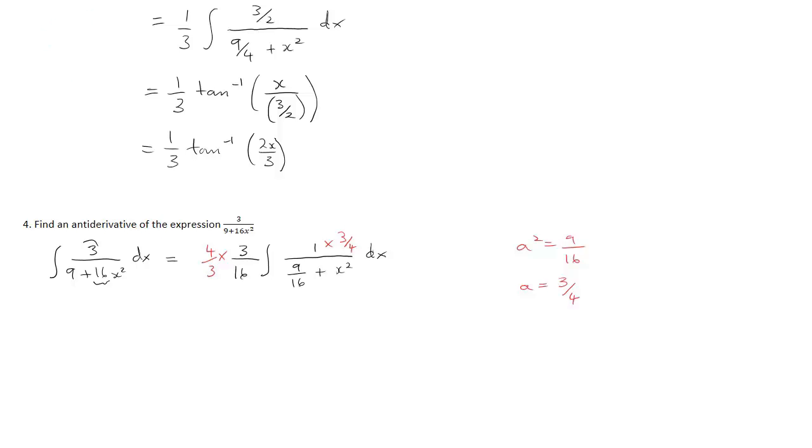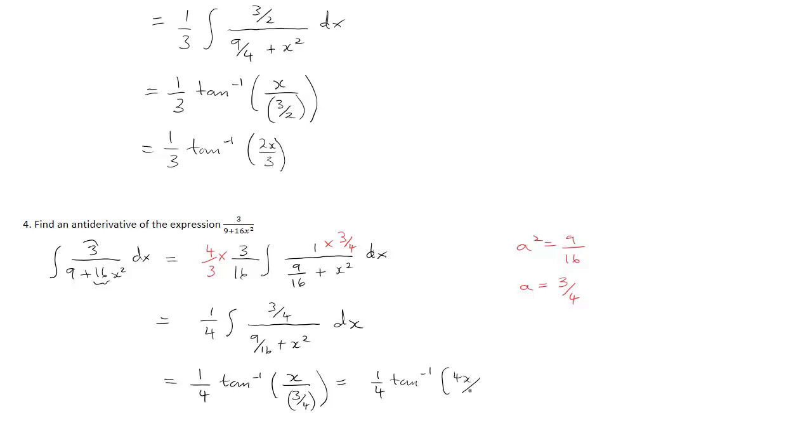Okay, so finally, these 3's here will cancel, and you actually get a quarter integral of 3 over 4, 9 over 16 plus x squared dx, and that gives us 1 over 4 tan inverse of x over 3 on 4 plus c, which is 0, and so therefore it's just going to be a quarter tan inverse of 4x over 3. So that's our antiderivative.